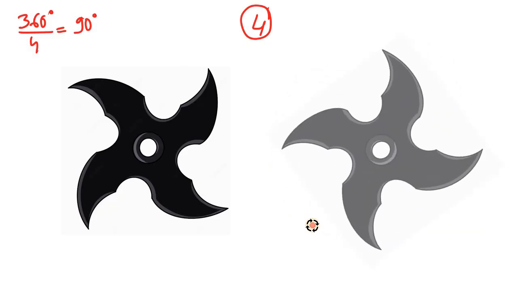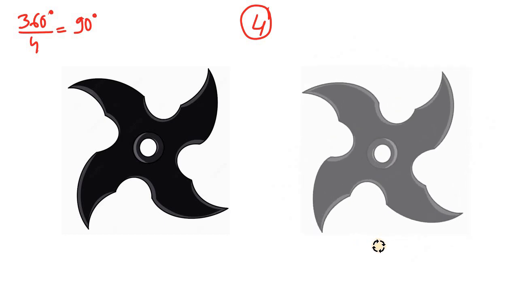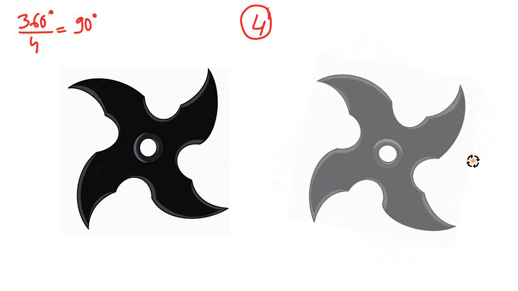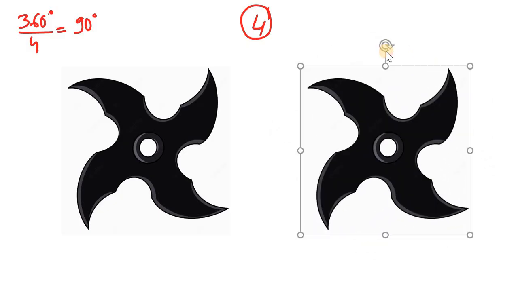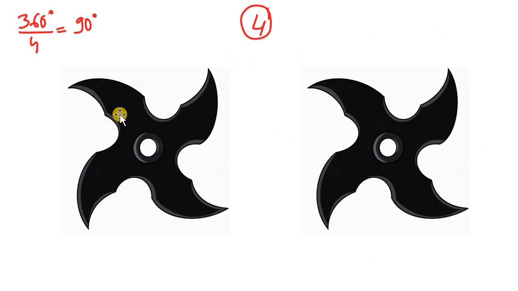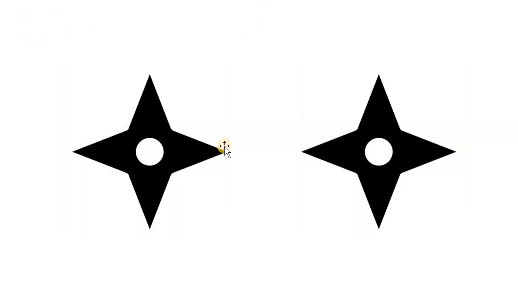Okay, 90, next 90 into 2, 180, next 90 into 3, 270, next 90 into 4, 360 degree. Okay, come back. Okay, so what about this case? Here also, similar to the previous case, the order of rotational symmetry is 4.